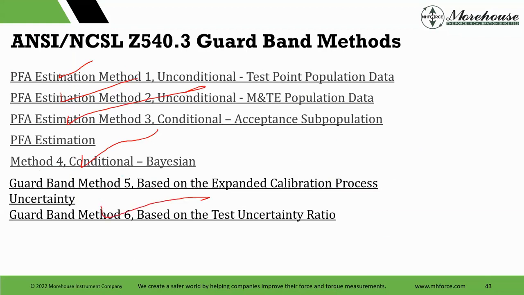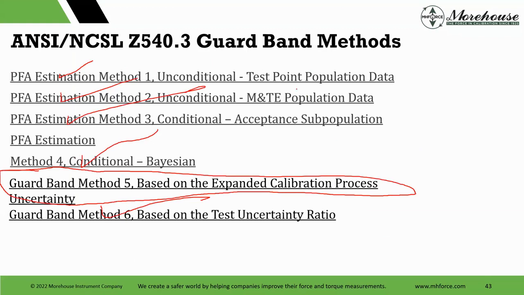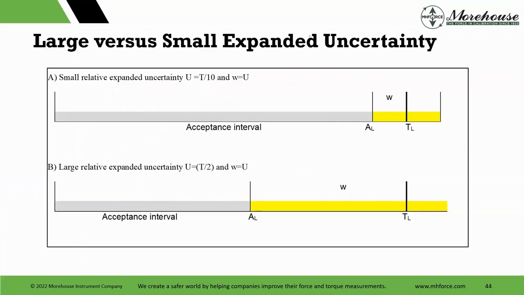I like this one. This is the worst one for calibration labs, but the best one for industry, because guess what? It passes the least amount of risk to you. If you are our customer, it passes the least amount of risk to you. So this is based on the expanded calibration process uncertainty, and it aligns really nicely with the ILAC G8 2009 method. Again, I showed the TIE fighter, so here's what we're saying.